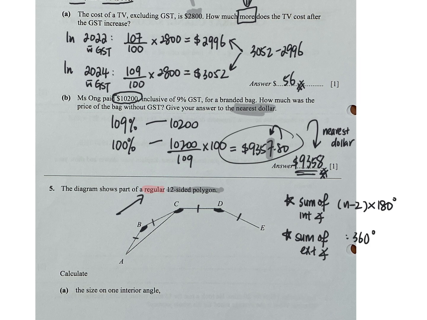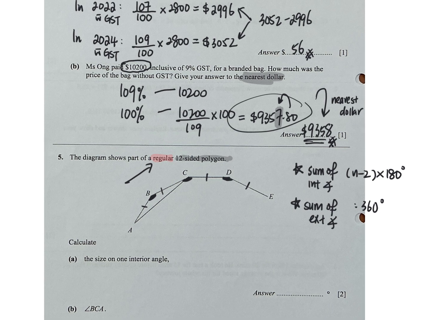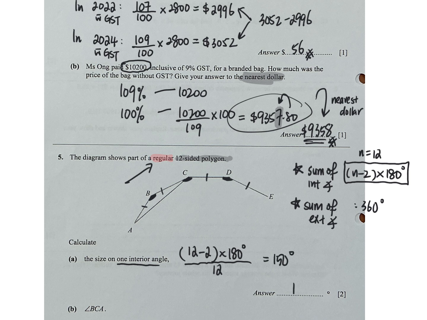Okay? So the question says, can you find one? Just one of it. So I use this formula. I got 12 sides now. So 12 minus 2 times 180. But I divide by 12 because I want to find one interior angle. So you will get the answer as 150. So this is 1 mark.